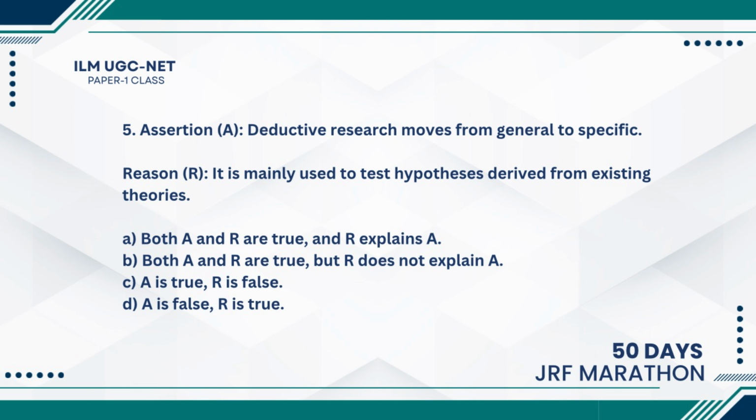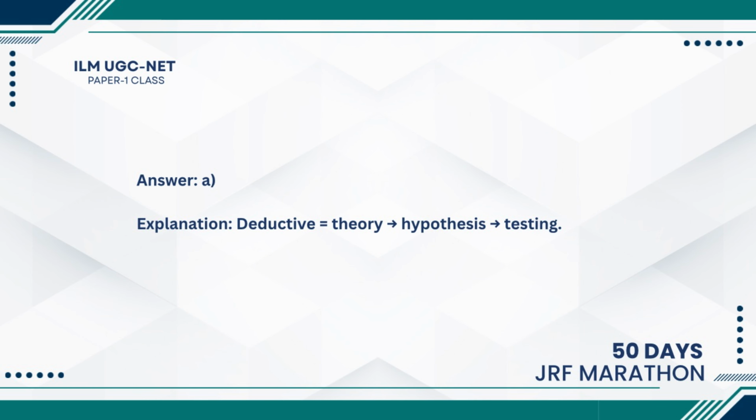Now question number 5, it's a reason assertion type of question. Assertion: Deductive research moves from general to specific. Reason: It is mainly used to test hypotheses derived from existing theories. So, deductive research is basically from theory to hypothesis and then testing the hypothesis. So, here both the assertion and reason are true and the reason is correctly explaining the assertion. So, that will be option A.